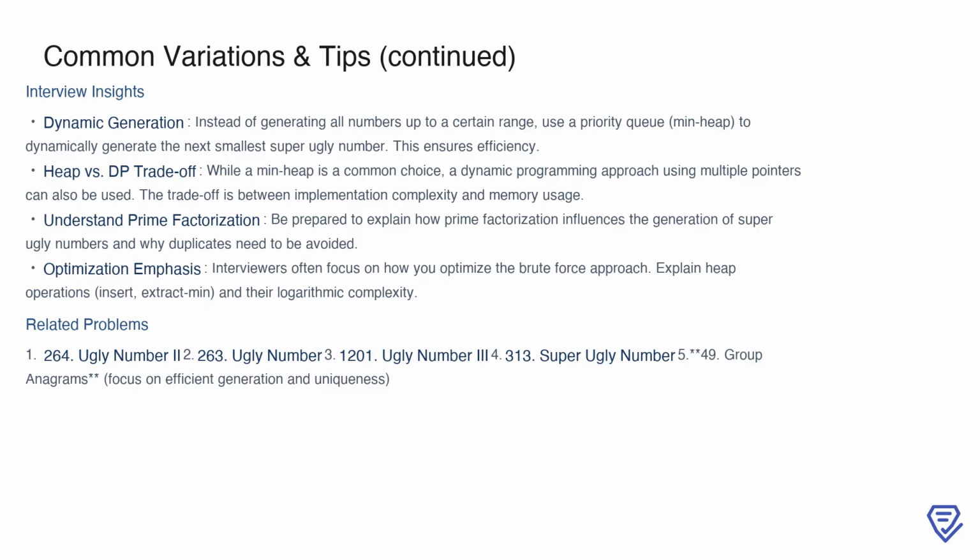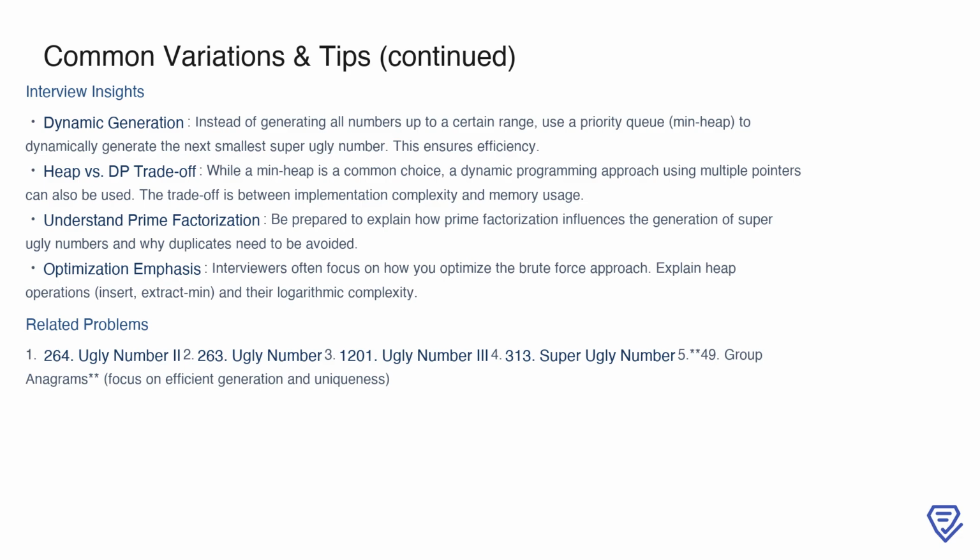While the heap-based approach is popular, dynamic programming with multiple pointers is another option. The trade-off here lies in implementation complexity and memory usage. A heap is typically easier to manage but uses additional space, whereas the pointer-based method can be more memory efficient but requires careful indexing. Interviewers may also ask about prime factorization and how it impacts the algorithm.